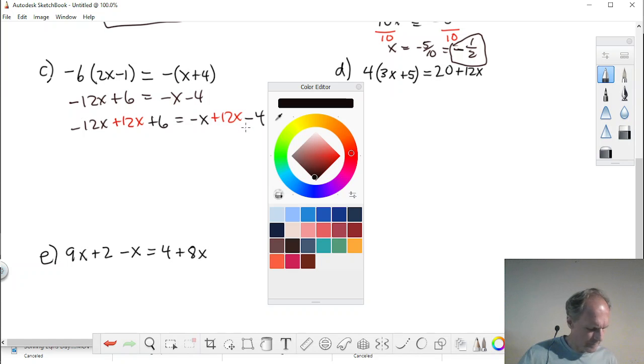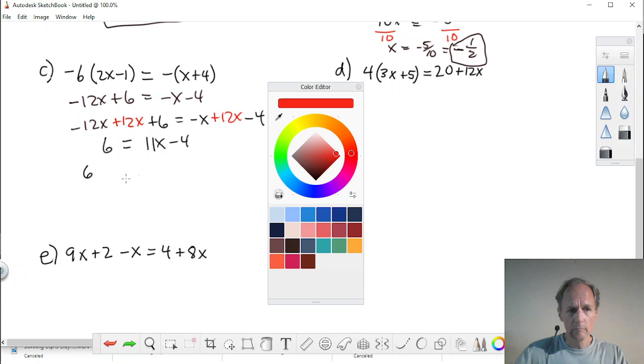Okay. So over here, negative 12x plus 12x is 0, leaving only the 6. Over here, you got negative x plus 12x. So that is 11x minus 4. I want to get the x's by themselves, so this, for subtracted, the opposite is addition. We need to add 4 to both sides.